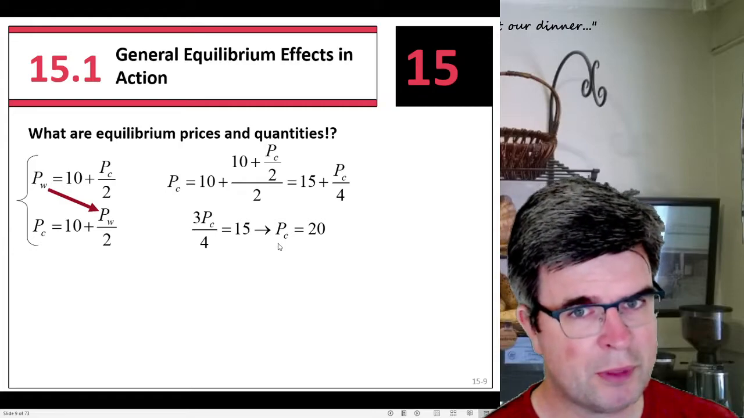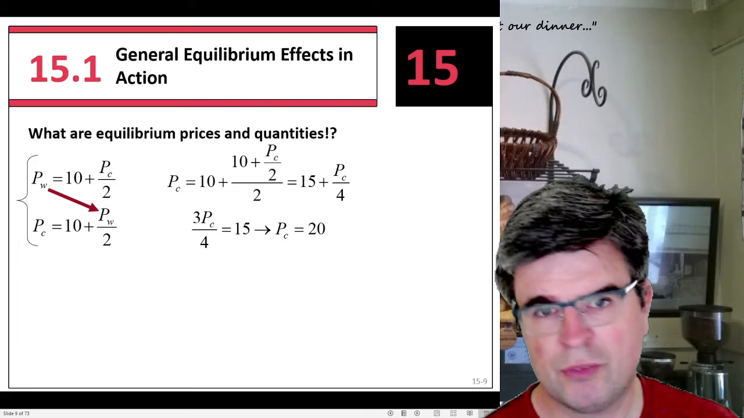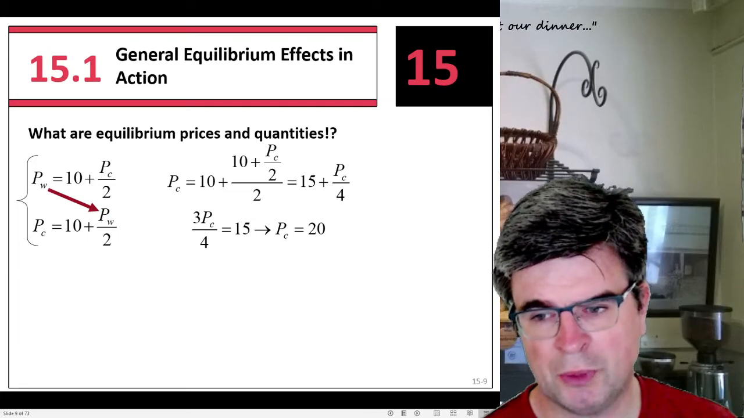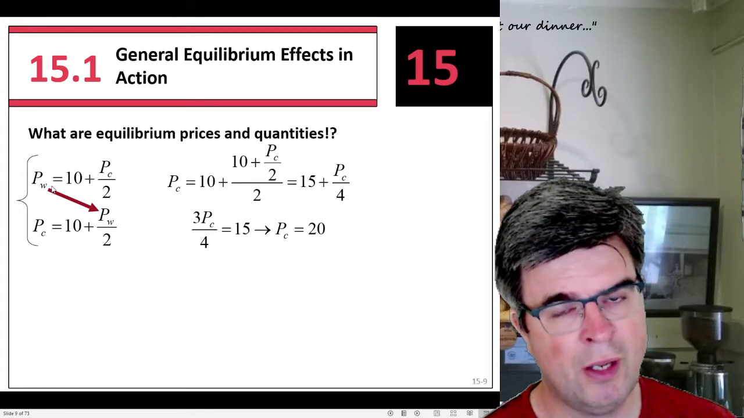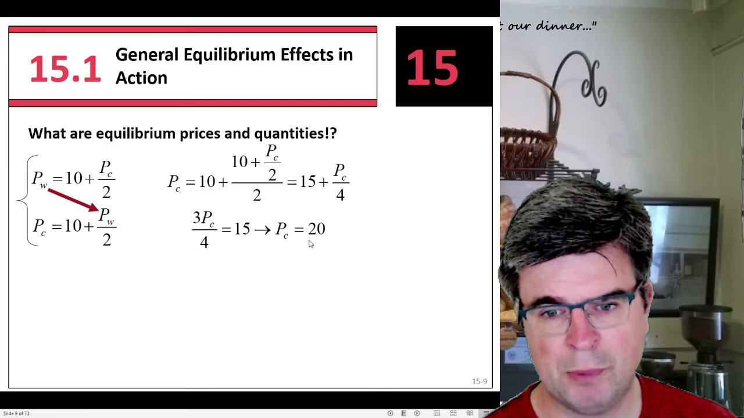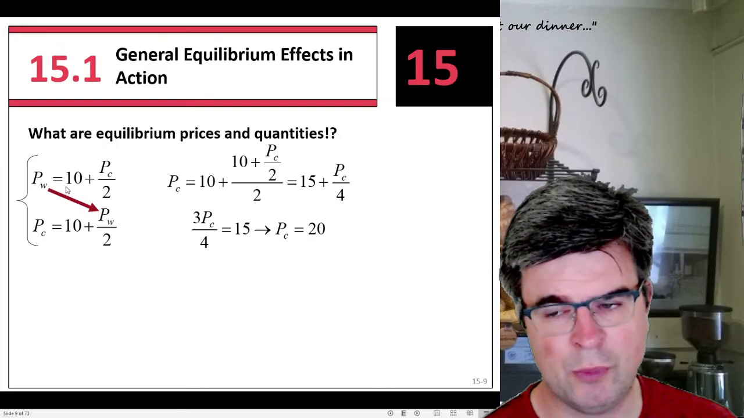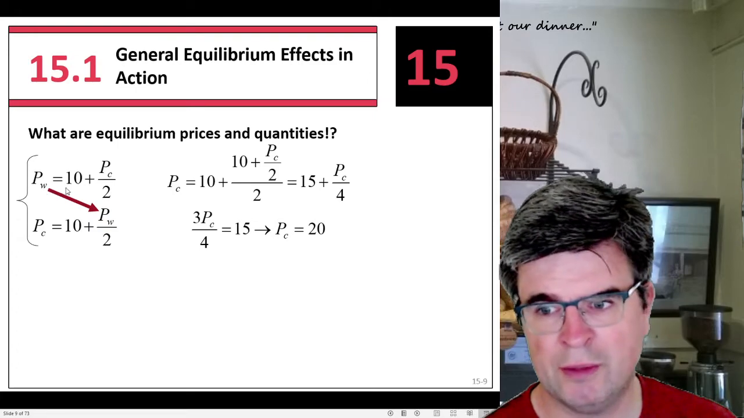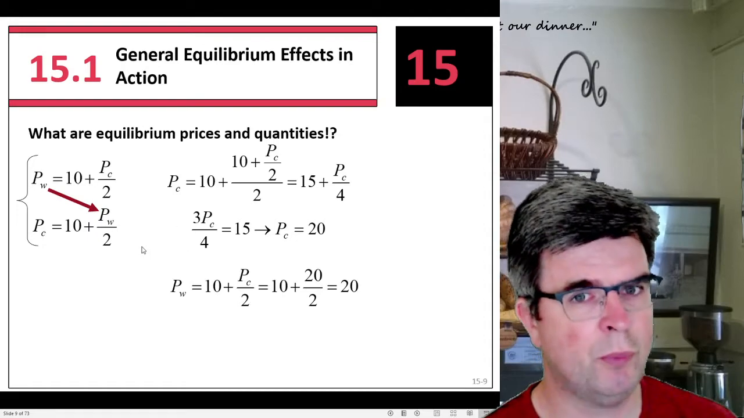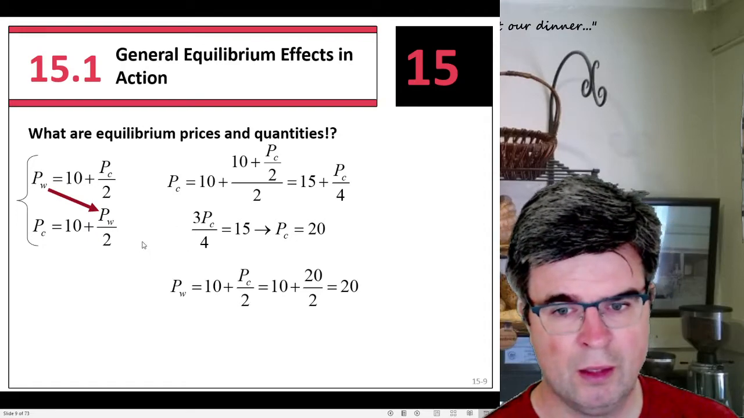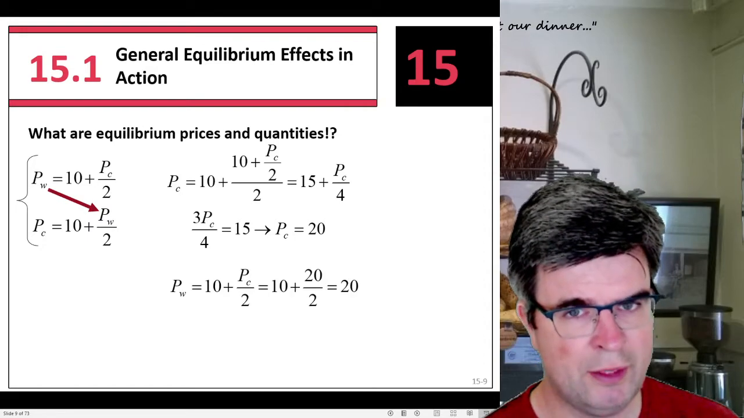So when the equilibrium price of corn is 20, then we can easily derive the equilibrium price of wheat, because we already have a function that gives us the price of wheat as a function of the price of corn. So we simply replace the PC over here by the 20, and you get that the equilibrium price of wheat is 10 plus 20 divided by 2 is 20 as well. So both the equilibrium price of corn and wheat is 20 in this case.